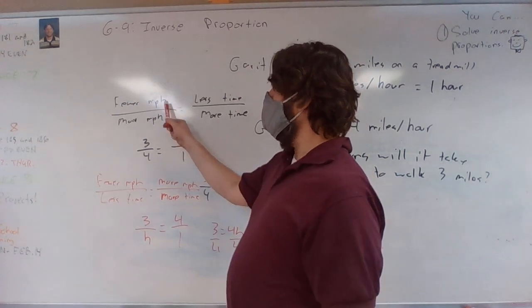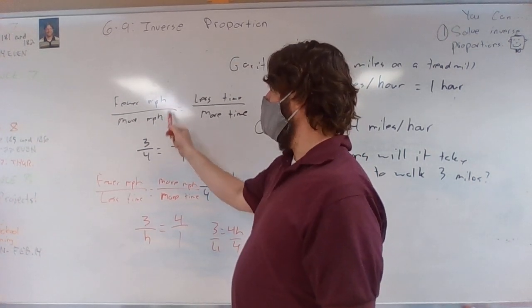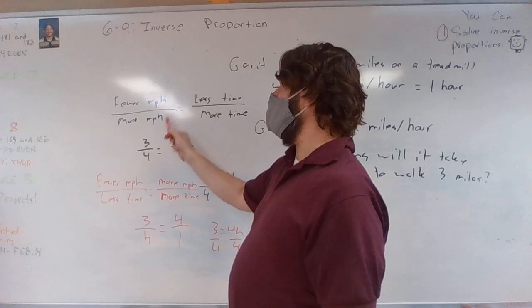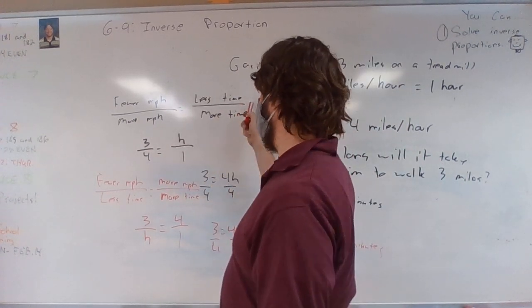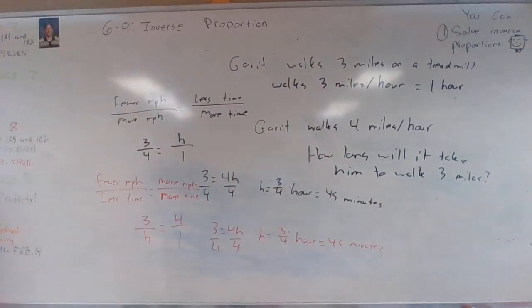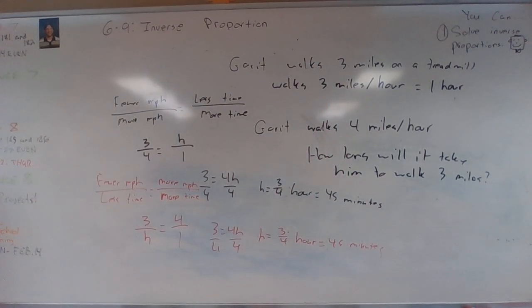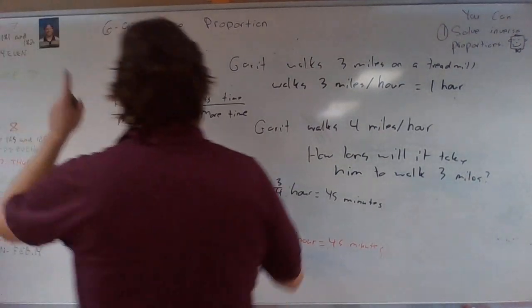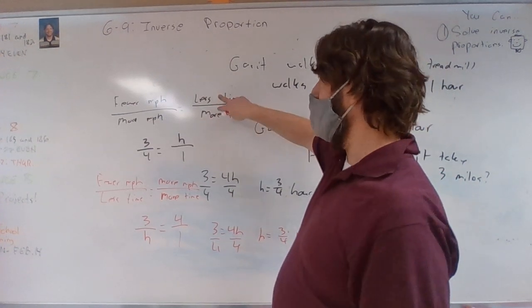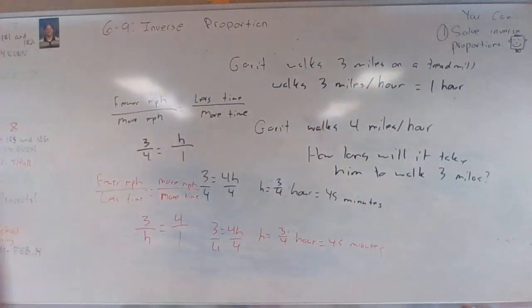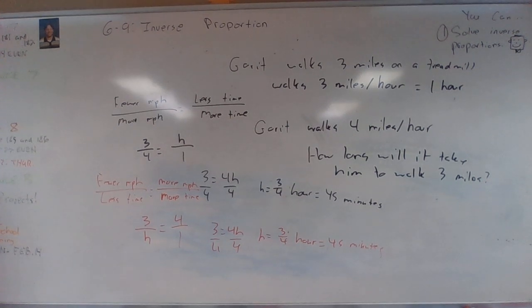But with this one, I am comparing like units, which is basically the speed that he walked. These are both speed that he walked to how long it took him. Like units. Speed equals time. And as we know, as one goes up, the other goes down. So I flip the order because I'm basically going to be multiplying by the reciprocal.